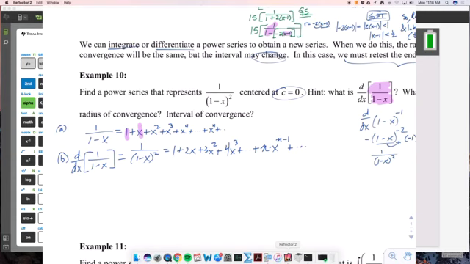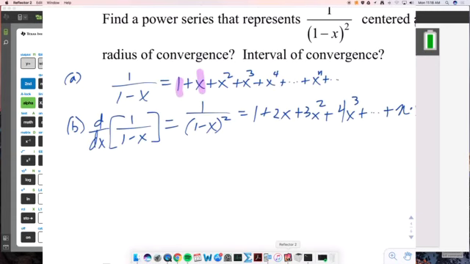Now it's to find the radius or interval of convergence. The radius of convergence is what? When you take the integral or the derivative of a function to get a new function, a new series, the radius will never change. It's the same as the radius of what you started with. The interval of convergence might change, though, because the endpoints might.